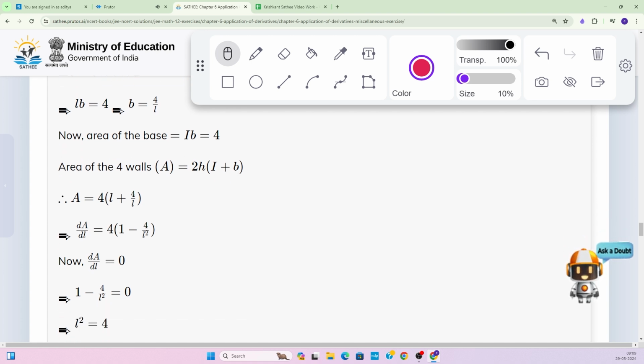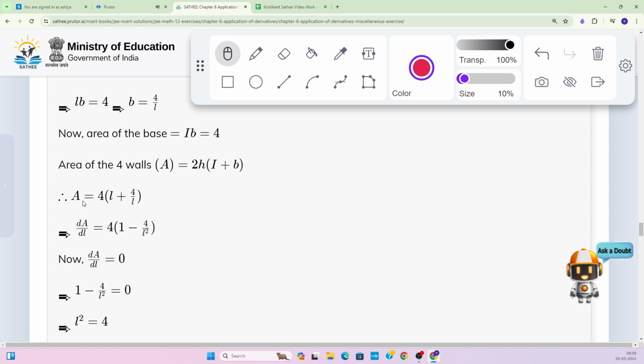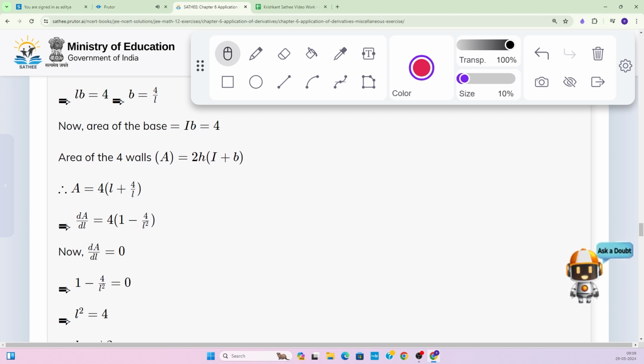Okay. Now what does this mean? Therefore the area will be 4L plus 16 by L. We replaced the B value. B is 4 by L. We replaced B. Okay. And H, we know H is 2. So this means 4 multiplied with L plus 4 by L.